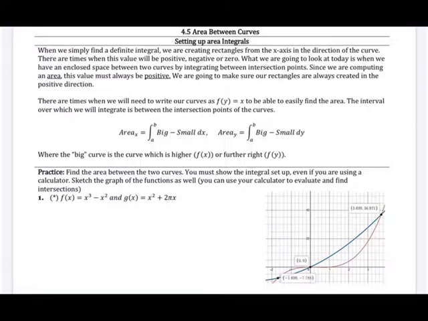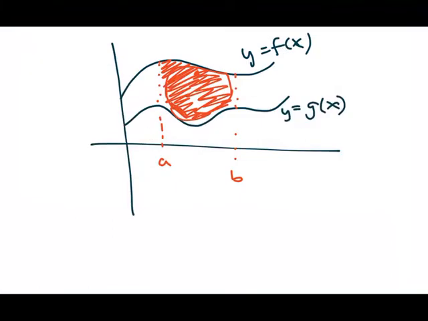4.5 is about the area between curves. So to do this, let's first look at just a basic sketch and talk about what curves might look like. So let's say we have some function y equals f of x and another function y equals g of x, and we're going to find the area on some interval from a to b.